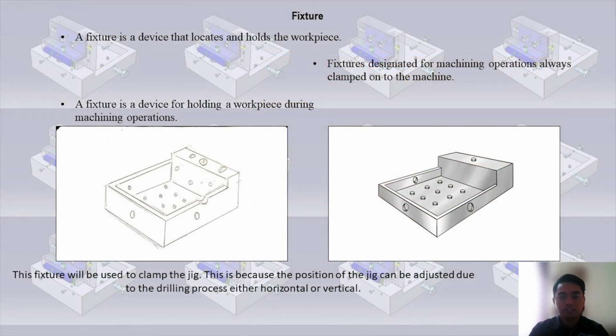The next one is this fixture. This is the fixture that we are going to fabricate, which will be used to clamp the jigs because the position of the jigs can be adjusted due to the drilling process, either horizontal or vertical. So you can see the explanation of the fixture, which is a device that locates and holds the workpiece, and also a device for holding a workpiece during the machining operation. And the last one is a fixture designed for machining operation, always clamped on to the machine. That is the explanation about the fixture.